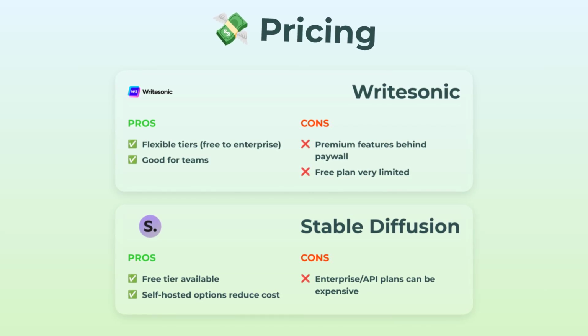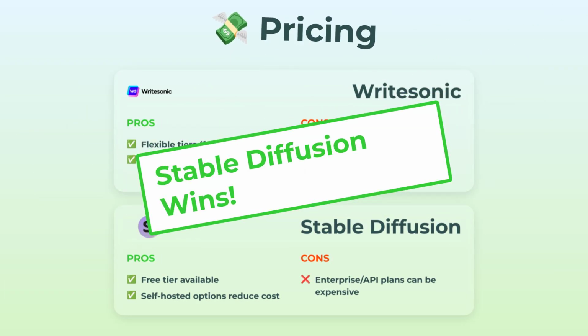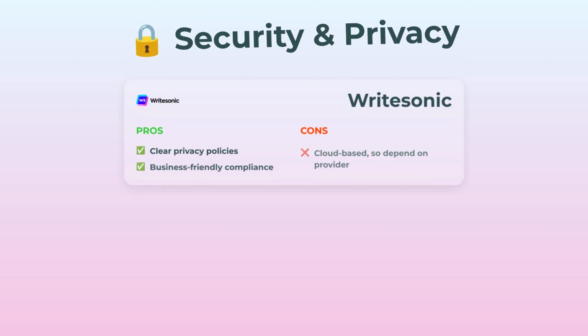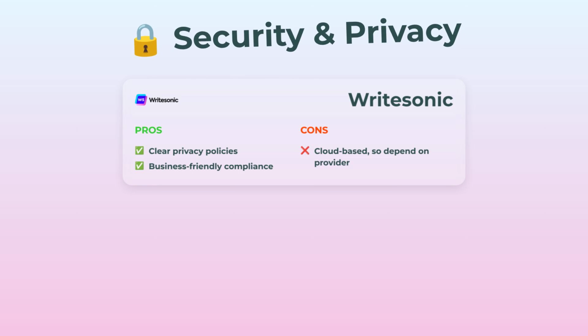Still, Stable Diffusion is a better deal overall if you're an artist on a budget or you love tinkering. Moving on to security and privacy. Writesonic spells out clear privacy policies and is pretty business-friendly when it comes to compliance. But since it's cloud-based, you do depend on their provider security.